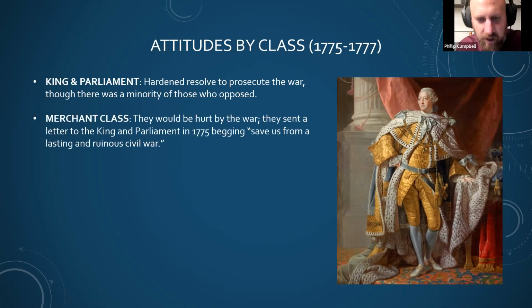Now, the merchant class, this is like the middle class. The merchant class were not so gung-ho because they were going to be hurt by the war. It's obviously going to disrupt trade. And so they sent a letter to the king and parliament in 1775, very respectful, saying if we're patriotic Brits, we understand the parliament's position, but we are begging you to find some other way to solve this other than war. So they sent a collective letter to Parliament saying, quote, save us from a lasting and ruinous civil war. They could see their business just drying up as war broke out. And so they were begging the Parliament and the king, please find some other way.